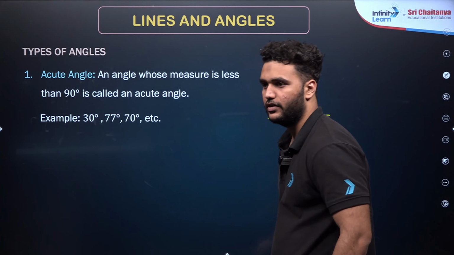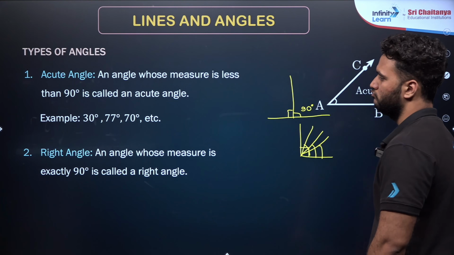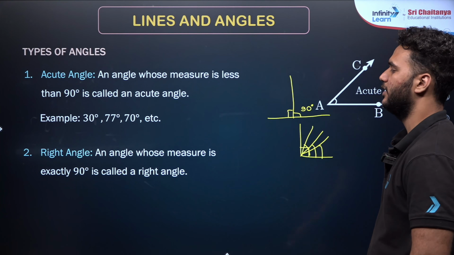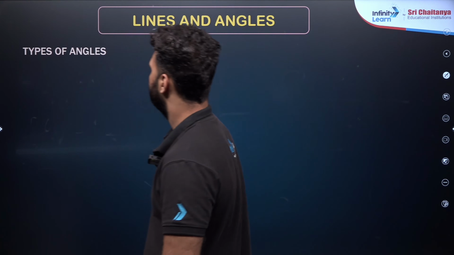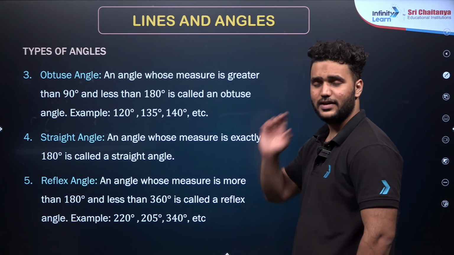Any doubt till yet, anyone? Next we have the right angle. We have already talked about the right angle, the angle which makes 90 degrees, this one, as you can see in the figure. Next we have the obtuse angle, greater than 90 but less than 180.